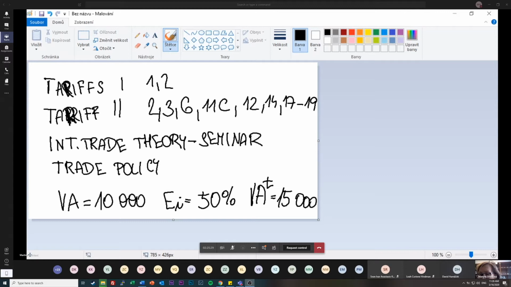Tariff 1, exercise 2. Which of the claims are right? A. Tariff and quota have the same impact. It's false. You know it, because the negative impact of the tariff on the economy is B plus D, while the impact of quota imposition is B plus C plus D. You know it? So you will not circle it.